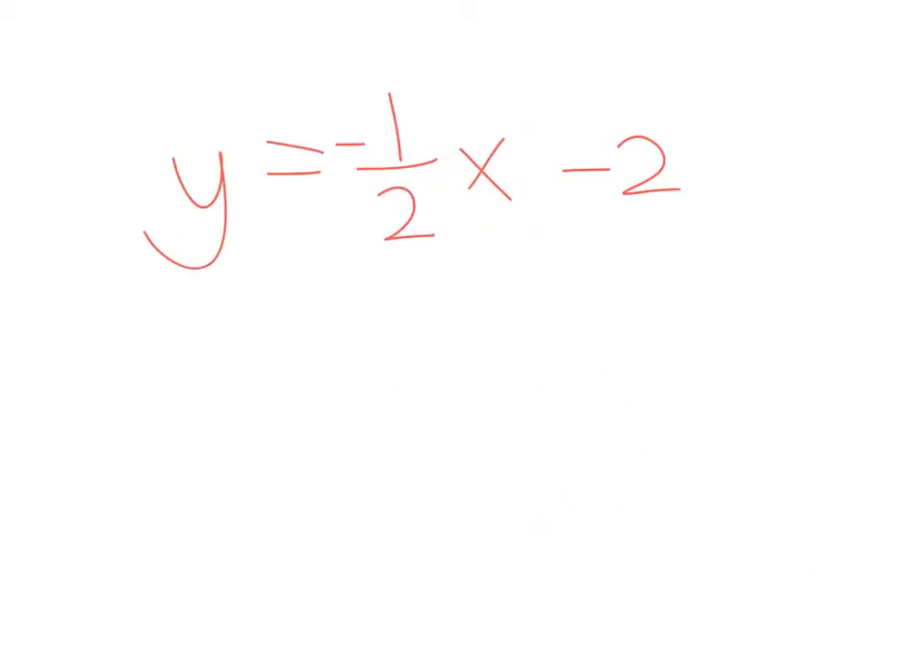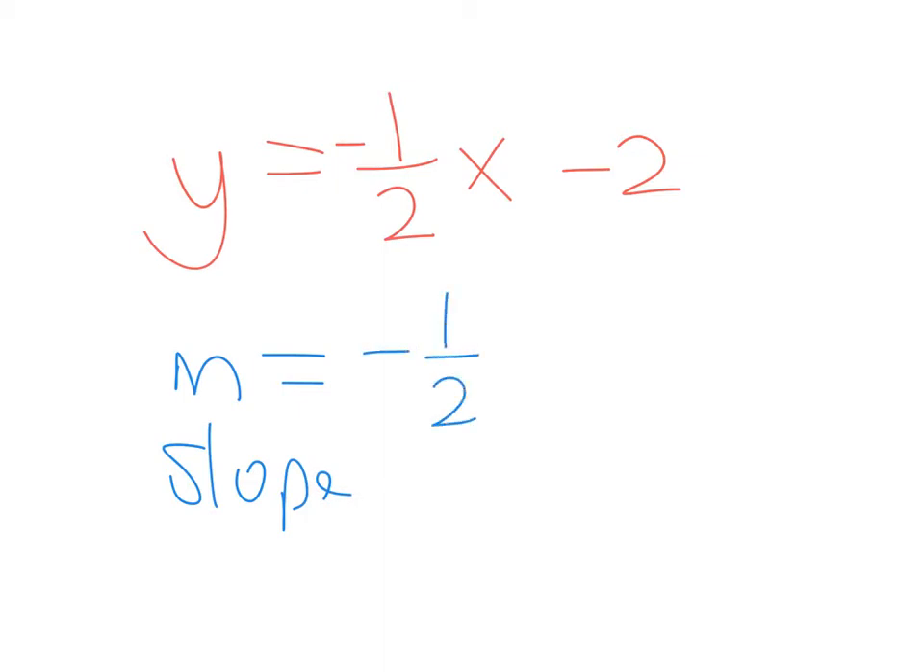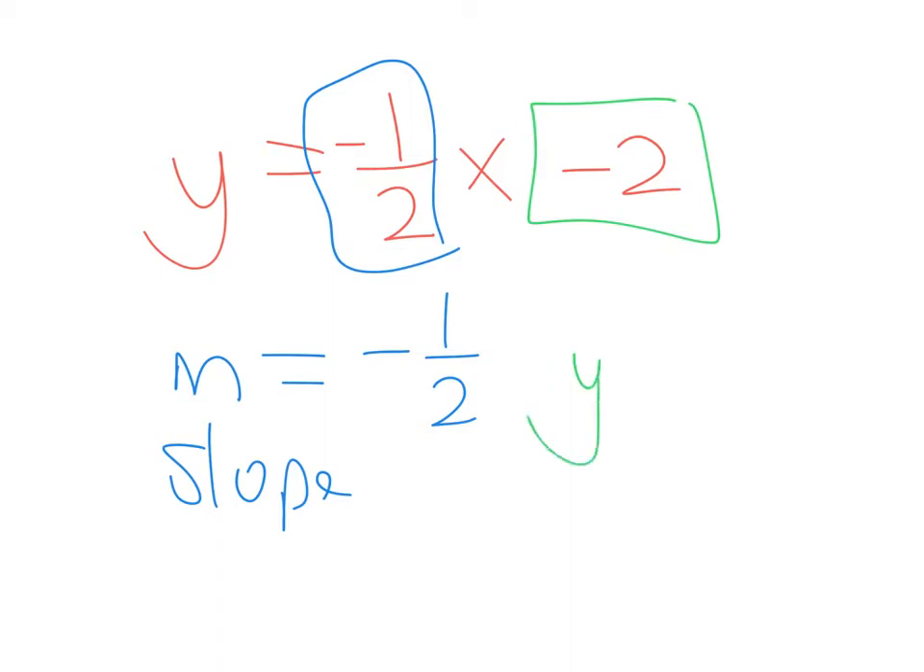So if I was giving you this one in slope-intercept form and I asked you to identify the slope, it's just going to be m, which is also the slope. It's going to be equal to negative 1/2, because that's the part in front of the x. It's always going to be the part in front of the x. And then the y-intercept is going to be negative 2. So it's really easy to recognize these on a graph.